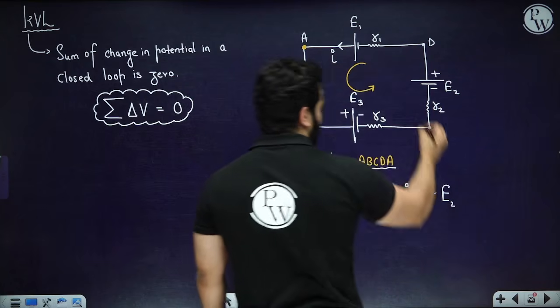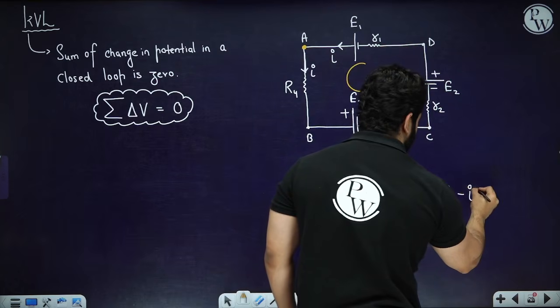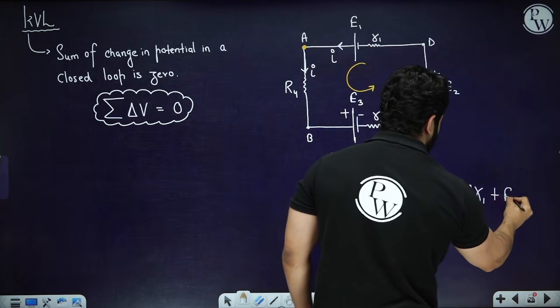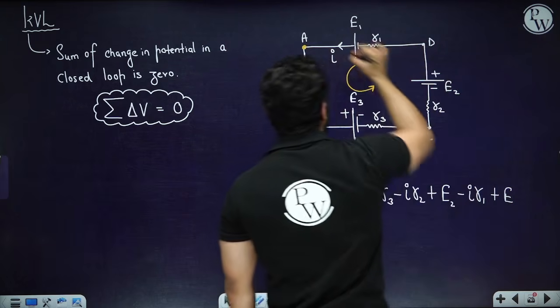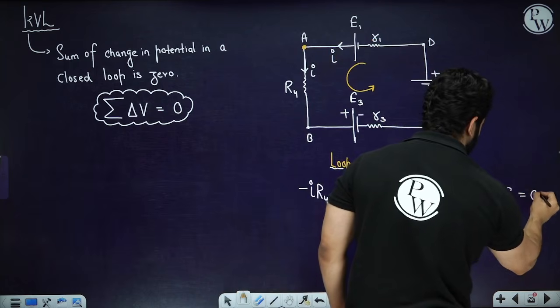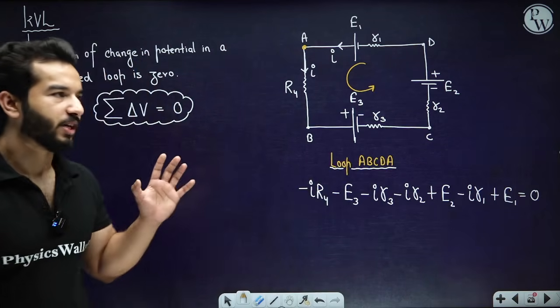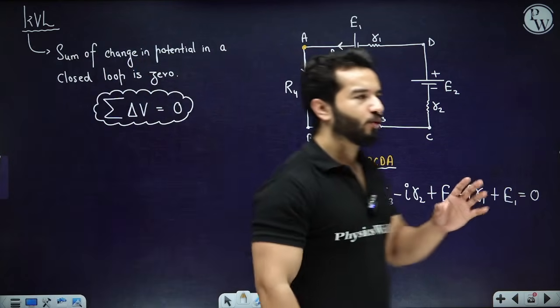Then we move in this direction, minus I R1, and then again plus E1. When you again go back to the same point, you equate it to 0. That's how you write the equation. Hopefully it is clear to you. Now you can make any number of loops, anything.